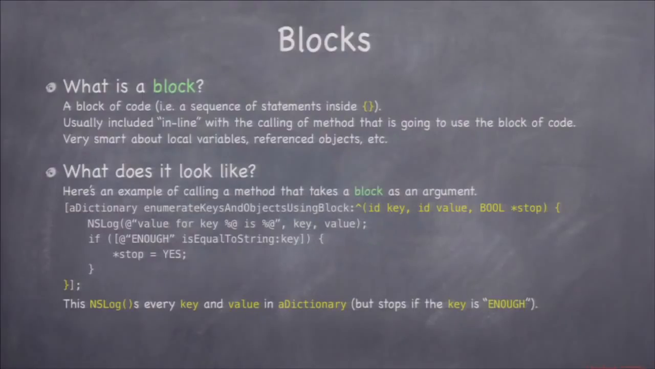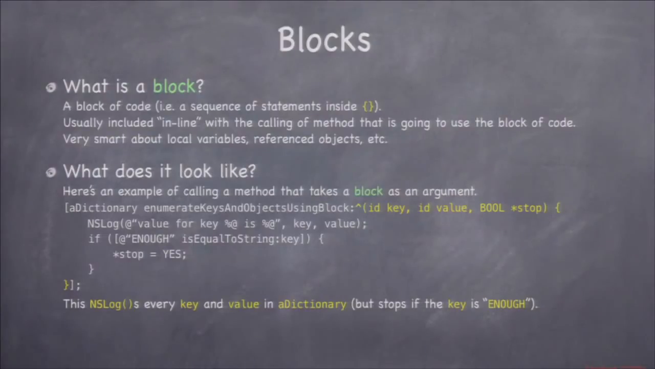So what does it look like? Here's an example of a method that takes a block as an argument. This is the calling of this method. This is an NSDictionary method. It's a real method. It's called enumerateKeysAndObjectsUsingBlock. The argument is a block that has no return value and takes 3 arguments. 2 of the arguments are ids, which are the keys and values in the dictionary. And the third one is actually a BOOL star, a pointer to a BOOL. So it's an outgoing BOOL.